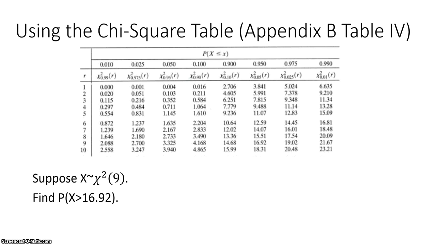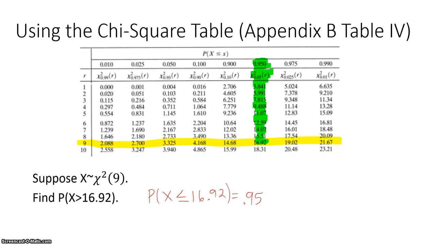Let's try another example. Here, we're going to find the probability that X takes on a value larger than 16.92. Again, we're working in the 9 degrees of freedom row. We find the value 16.92 and follow it up. This tells us that the probability that X is less than 16.92 is 0.95, but we want to know the probability that it's more than 16.92. We're going to subtract from 1, and we can see that the probability that X is greater than 16.92 is 0.05.